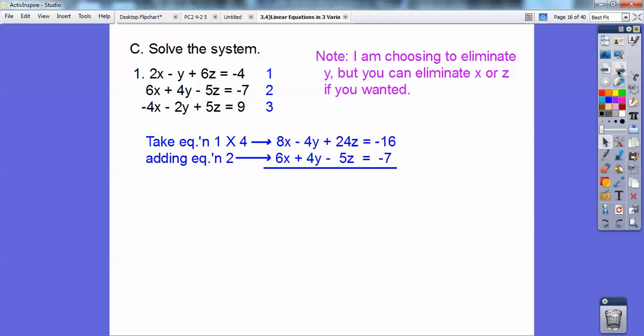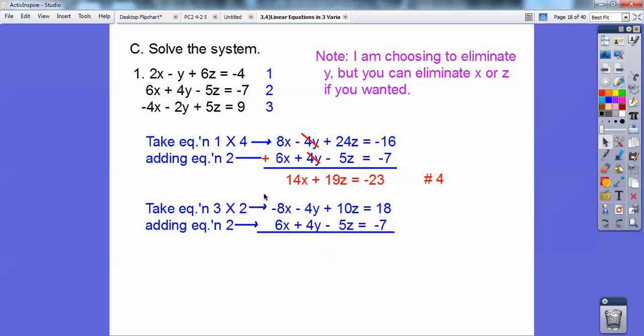So when I add them together, the negative 4y and positive 4y cancel out, and I'm left with an equation with two variables right there. So I call this equation number 4. Okay, so now I'm going to take another equation. I'm going to take equation 3 this time.